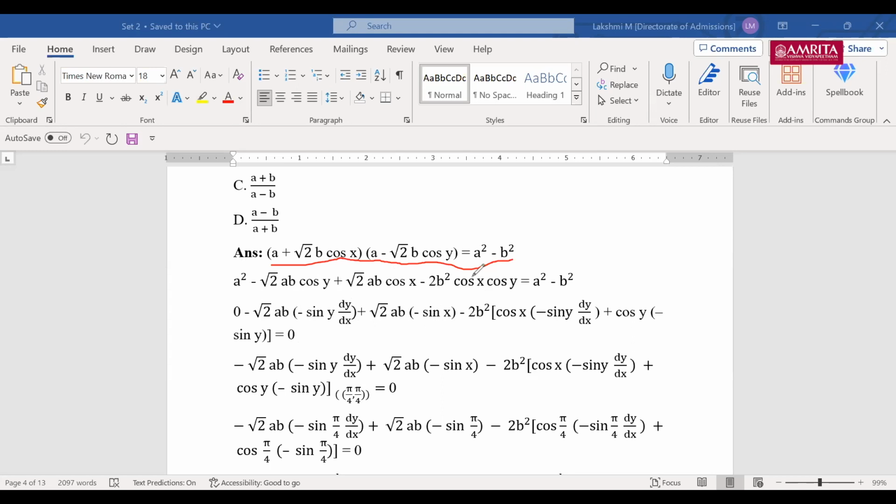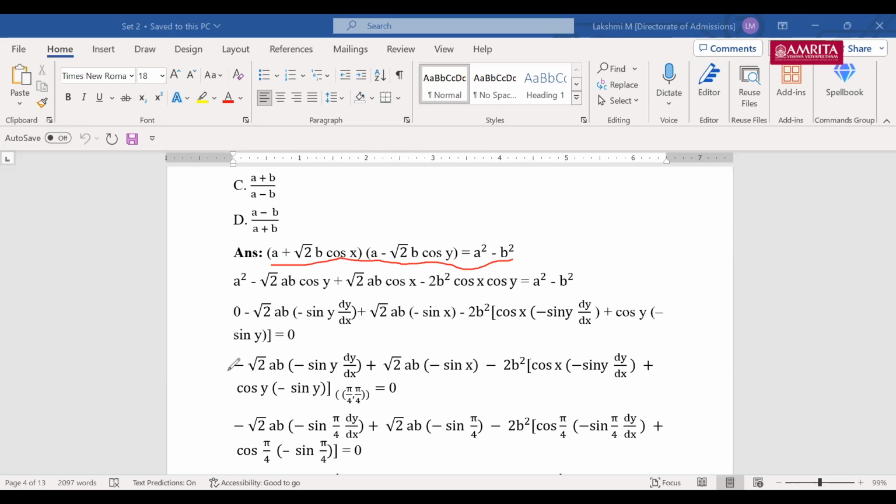You can just use the product formula, and then you can solve it. It's cos x is minus sin y dy by dx into cos x plus cos y into sin y. Sorry, I think I've missed something. Plus cos y into minus sin y equal to 0. You just have to integrate it.